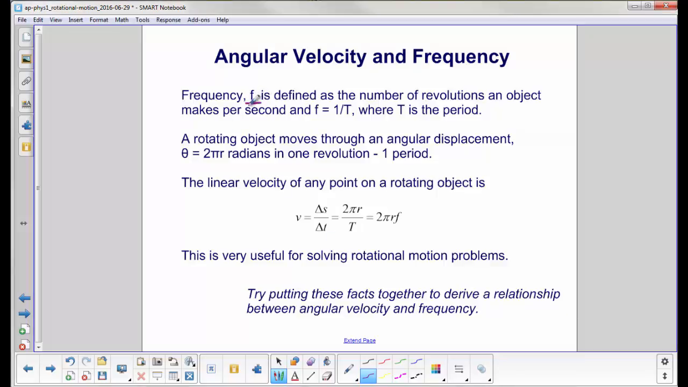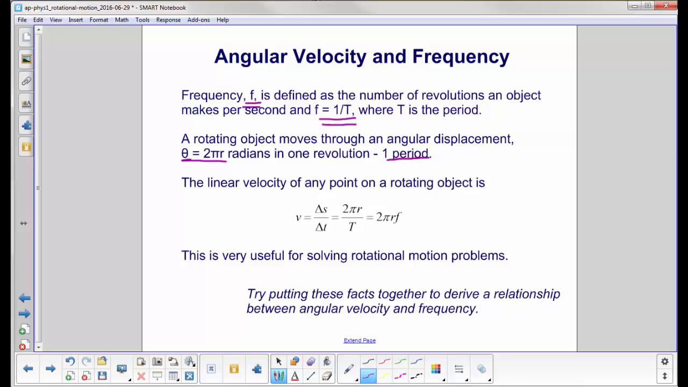Frequency, abbreviated as f, is defined as the number of revolutions an object makes per second. Frequency is also equal to 1 over the period. T stands for period, and of course, period would be 1 over the frequency. A rotating object moves through an angular displacement of 2 pi radians in 1 revolution, and the time it takes to go 1 revolution is a period.